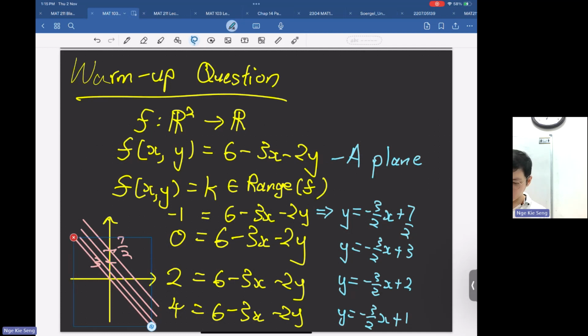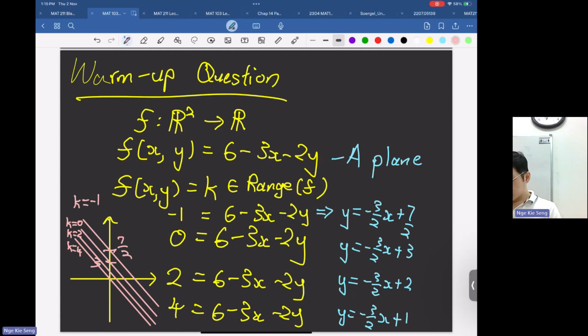So what are the differences between these four lines? They have different heights. The first line has height -1. The second line has height 0. The third line has height 2. And the fourth line has height 4. So you can see that the height is increasing from top to bottom.